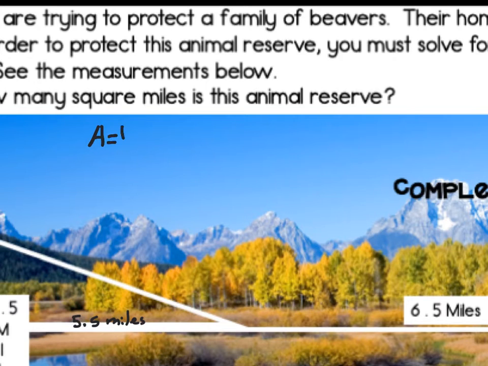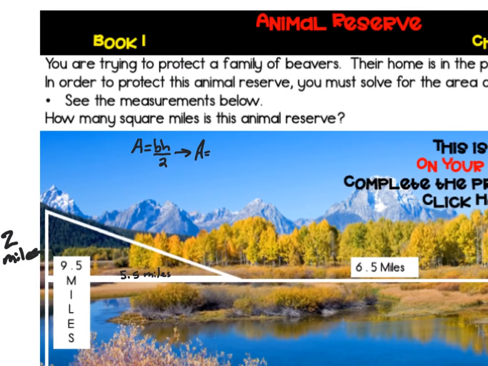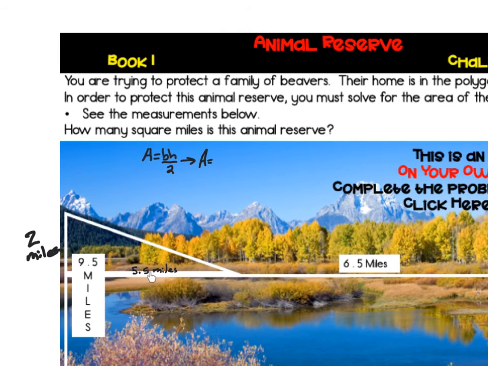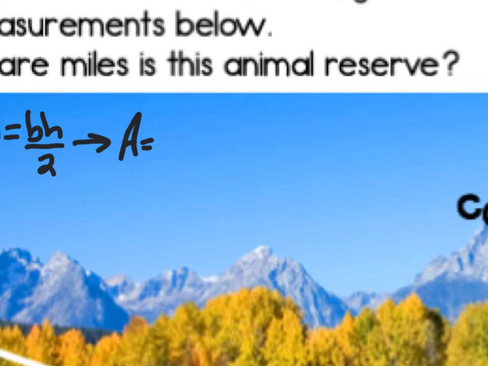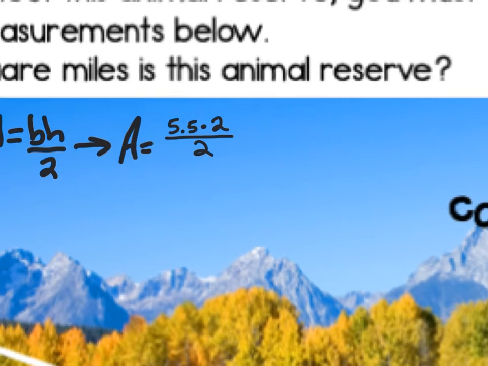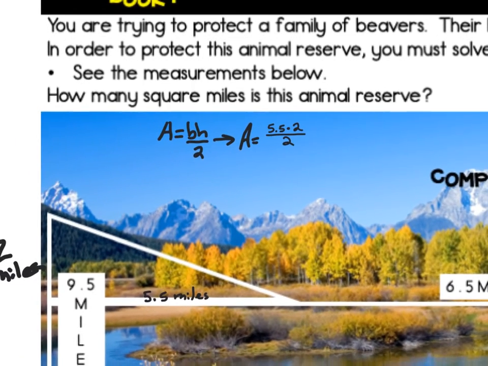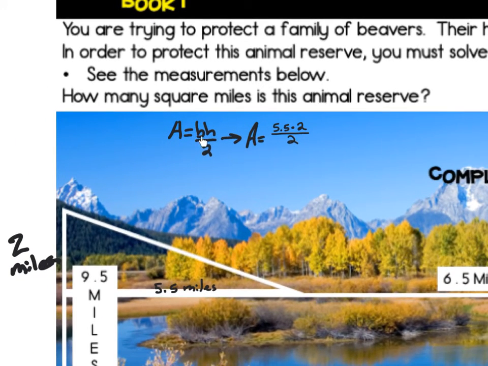A equals base times height divided by 2, right? And then if I'm going to bring this over, next would be A equals, and my base, as we see here, is 5.5, and my height is 2. So let's go ahead and plug those in. So now my base is 5.5 times the height of 2, and then that all gets divided by 2 because I'm just following that formula. And let me just show you once again. So the base is 5.5. So I plug that in.